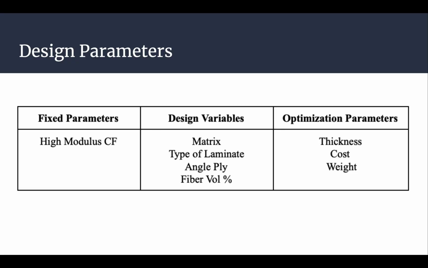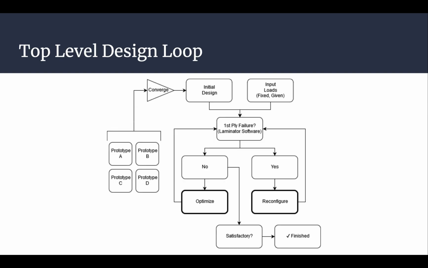So our project specifically was the second portion, which had a high modulus carbon fiber as our fixed parameter, leading to our design variables being our type of matrix, our total type of laminate, our angle ply, and fiber volume percentages. As a result, our three driving parameters were thickness, cost, and weight.